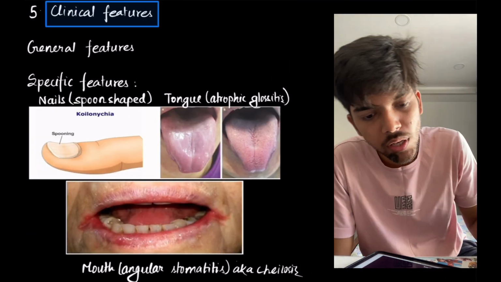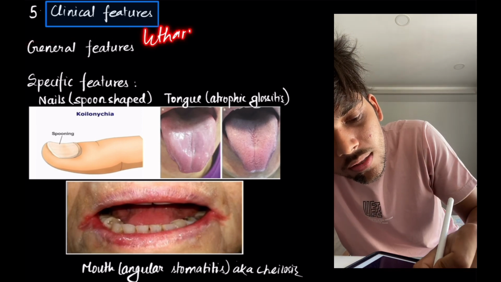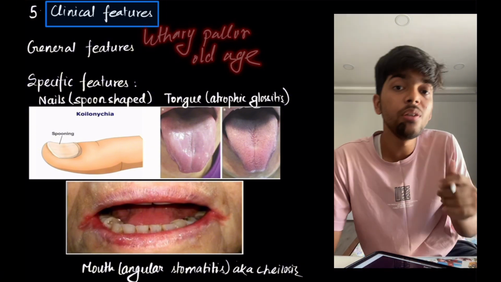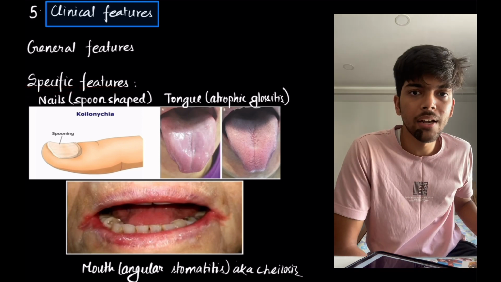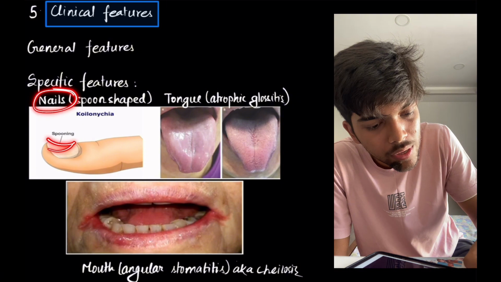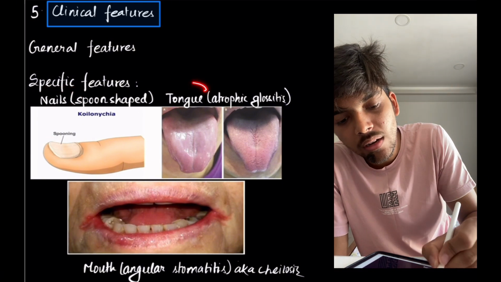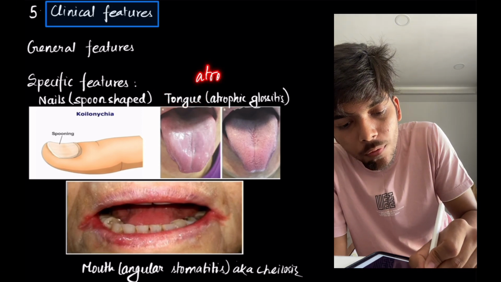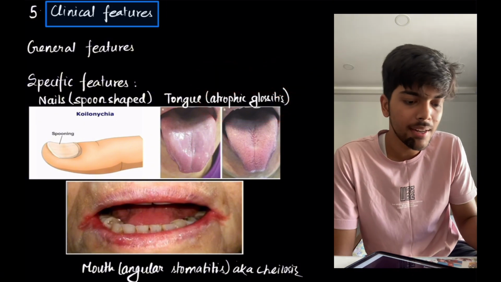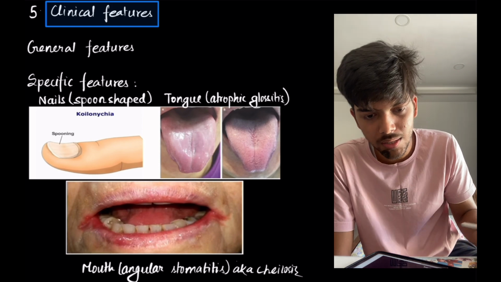Okay, now clinical features. You can mention all the general features of anemia, that is lethargy, the pallor, as well as old age problems related to heart. Then you have specific features of iron deficient anemia seen at 3 different places. Number 1, nails, where spooning takes place, which is also called koilonychia. Then tongue, where atrophy and swelling take place. This is called atrophic glossitis. And the angle of the mouth, where cheilosis or angular stomatitis takes place.